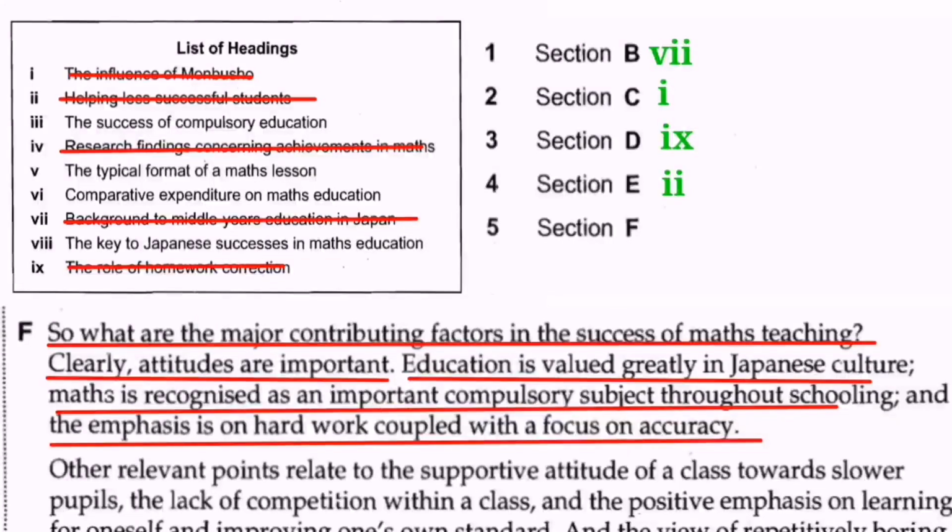So in this section, we have read about the ways of teaching maths. First thing is attitude, which plays an important role in maths teaching in Japan. And then we have read that during teaching, hard work and accuracy is also focused. So this section is about the successful teaching of maths in Japan. In this success, attitude, hard work and accuracy play an important role. Let's go to the list of headings. Heading number 8, the key to Japanese successes in maths education. So we can cross the heading number 8 in the list and we can write Roman 8 in front of question number 5.